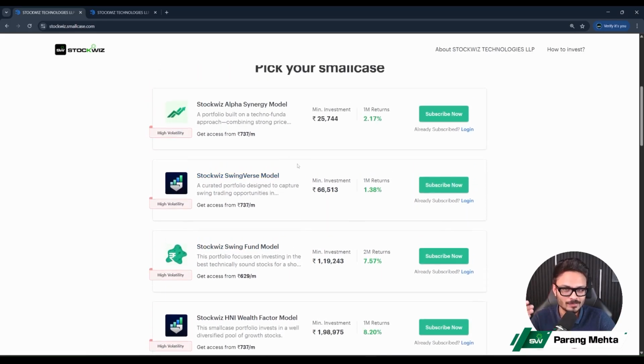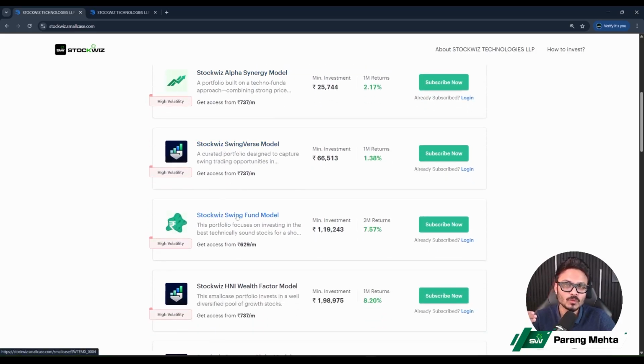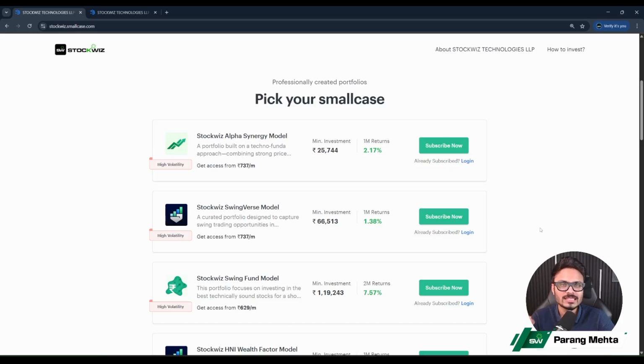Now I'll just quickly explain what these models are. Stockwiz Alpha Synergy, Stockwiz Swingverse, and Stockwiz Swing Fund model. All of these three portfolios are short-term swing trading portfolios, meaning that we will buy a stock, hold it for 7 or 8 days. As soon as we feel that the profit target is triggered, we will exit the stock and replace it with another stock. Now, there could be 5 stocks in a portfolio, 10 stocks in a portfolio, maybe 15 stocks in a portfolio, depending on the strategy. So the Stockwiz Swingverse model is a momentum trading small case portfolio.